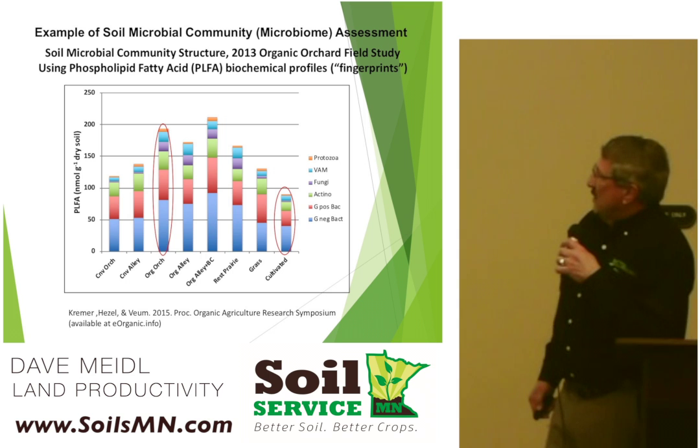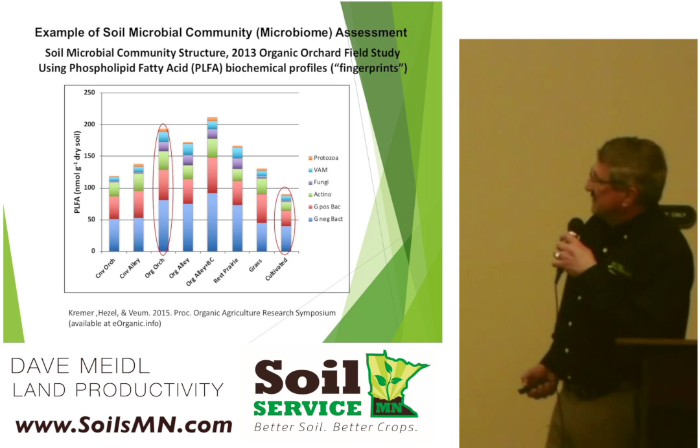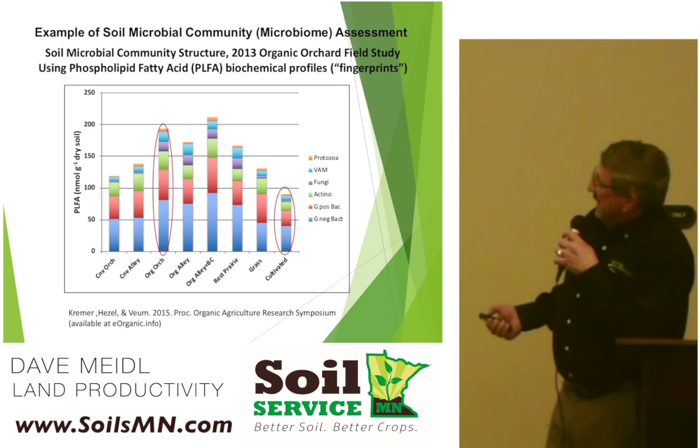Now this is an example of a test done on the biological activity of different microbes within an orchard system. This was an organic orchard, and all these different colors represent different bacteria and fungi that are present in that soil system. Here, you can see that's pretty high. Here's an organic orchard that had some biological additives added to it.